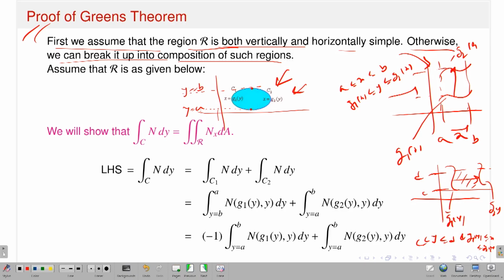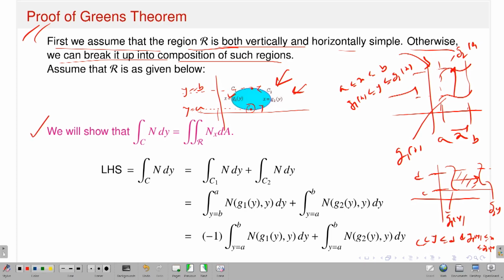So what I will do? I will start from here, maybe I should put an arrow. Suppose this is my point. I am starting from here, going in this direction, then I will come back in this direction. So I can think of this as horizontally simple, with y running from a to b, but x running from g1 of y to g2 of y. So I can think of it as a horizontally simple region and perform my calculations.